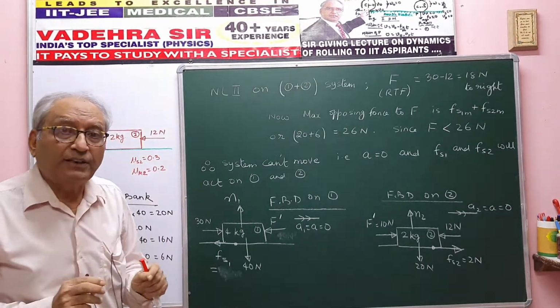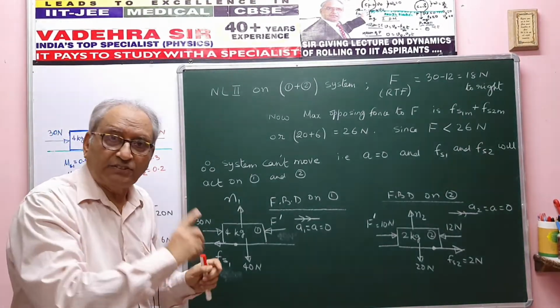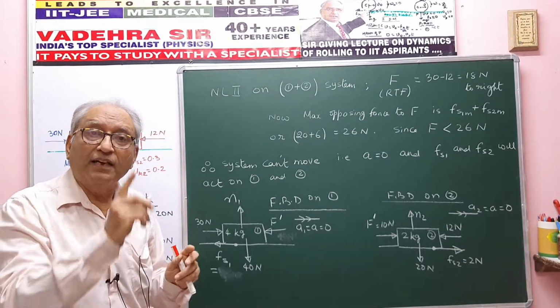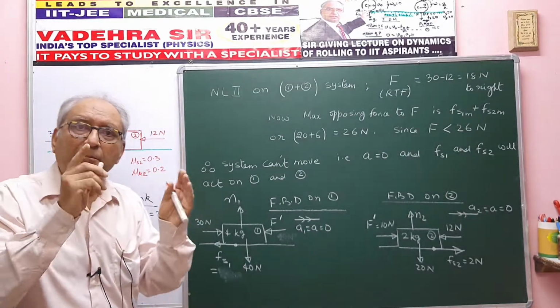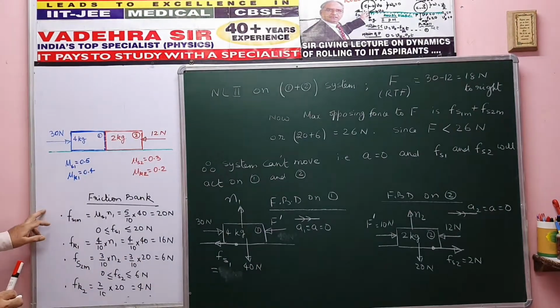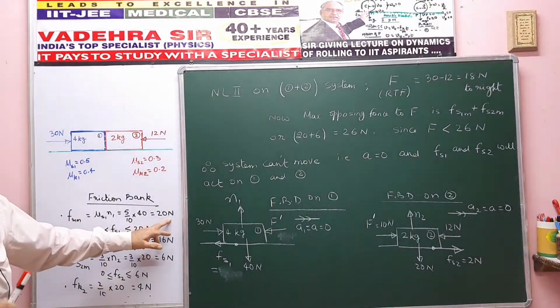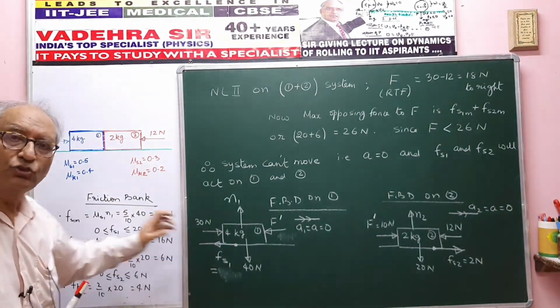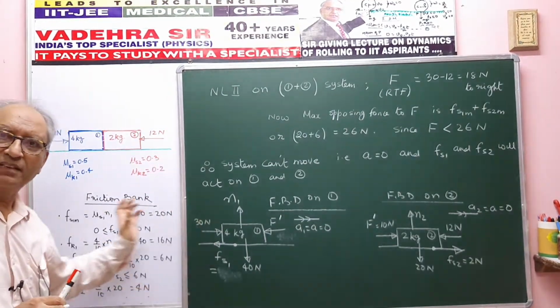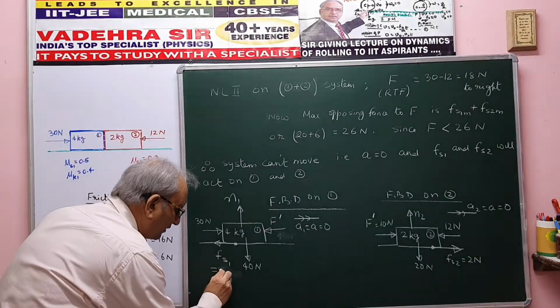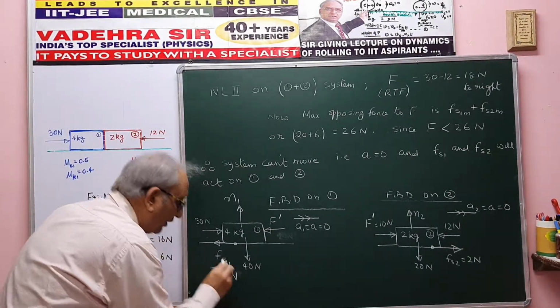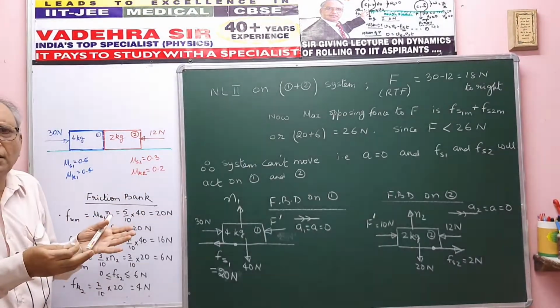So what do I do? First of all, I'll take help of the static friction. The maximum static friction block 1 has is 20. Although 20 is not able to counter 30, so I'll use up the entire 20 from here. So this Fs1, I will take 20. The whole of friction.